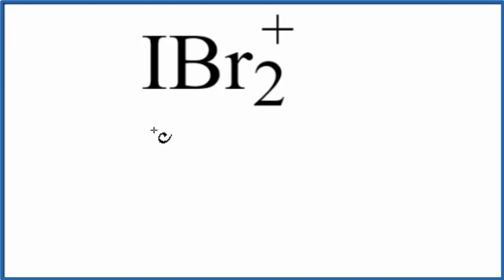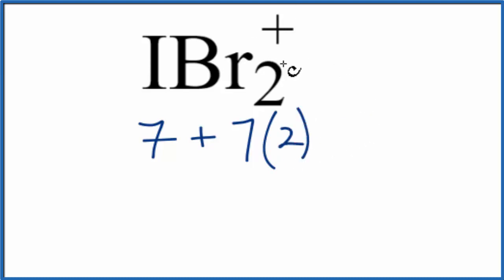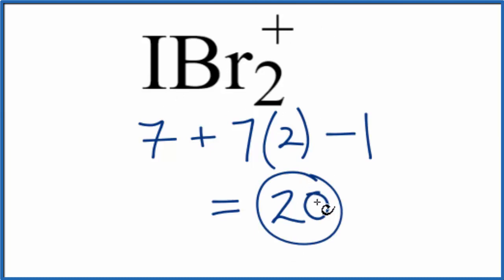Iodine is in group 17, sometimes called 7A. It has 7, and then bromine in the same group, and we have 2 bromines. We'll multiply that by 2. The positive means we lost a negative charge. We lost an electron, so we'll subtract 1. That gives us a total of 20 valence electrons for the IBr2 plus Lewis structure.